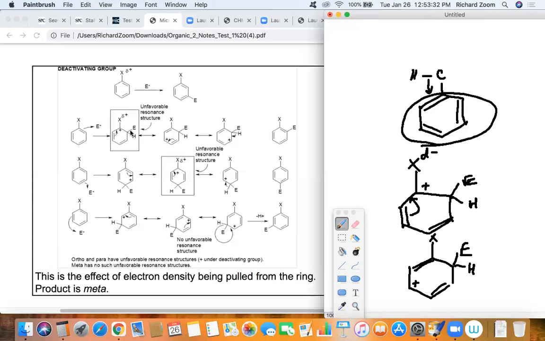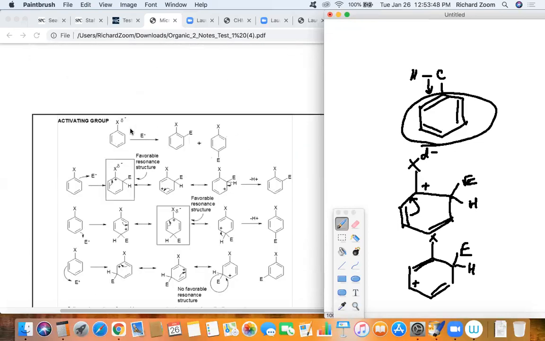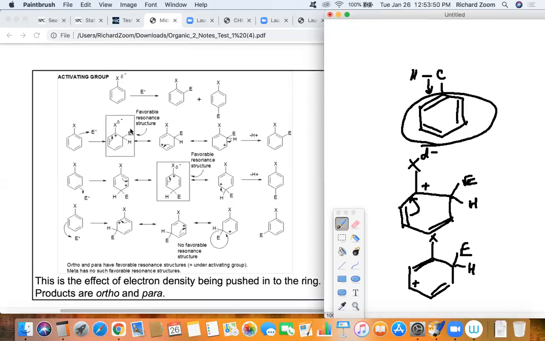Does anybody have any questions? So it's like a default setting, pretty much? Yes, I'd say it's a default. It doesn't go ortho para because they're bad, whereas activating goes ortho para because they're good. I want you to be able to make that comparison.